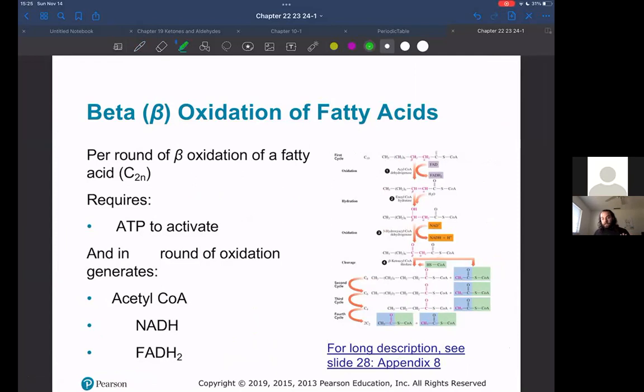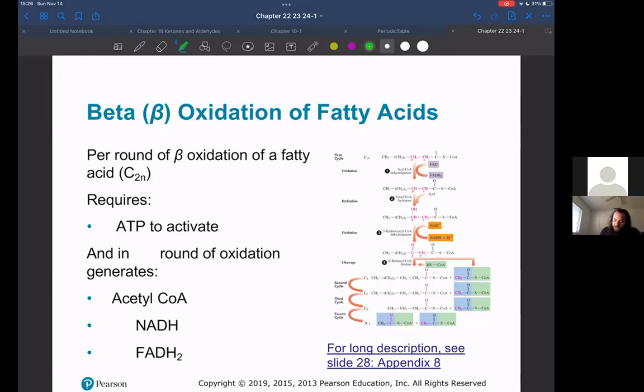Importantly, each one of these is going to be converted into ATP at some point, right? So acetyl-CoA is going to be converted through the citric acid cycle and the electron transport chain to ATP. NADH, same thing. FADH2, same thing. So that's where we're going with this: how many ATPs do I actually get from the beta oxidation of a particular fatty acid? All right, so we did it before with the specific example, this 10 carbon compound.